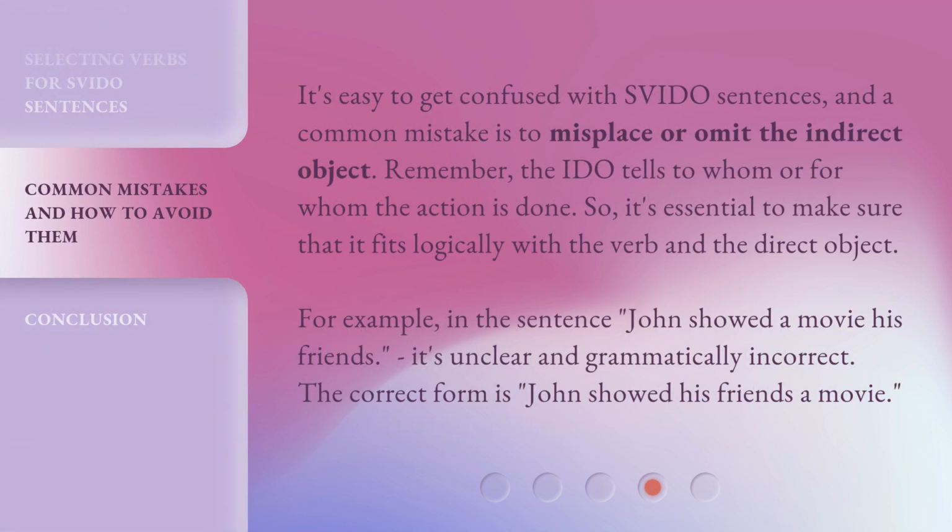It's easy to get confused with SVIDO sentences, and a common mistake is to misplace or omit the indirect object. Remember, the IDO tells to whom or for whom the action is done. So, it's essential to make sure that it fits logically with the verb and the direct object. For example, in the sentence, John showed a movie his friends. It's unclear and grammatically incorrect. The correct form is, John showed his friends a movie.